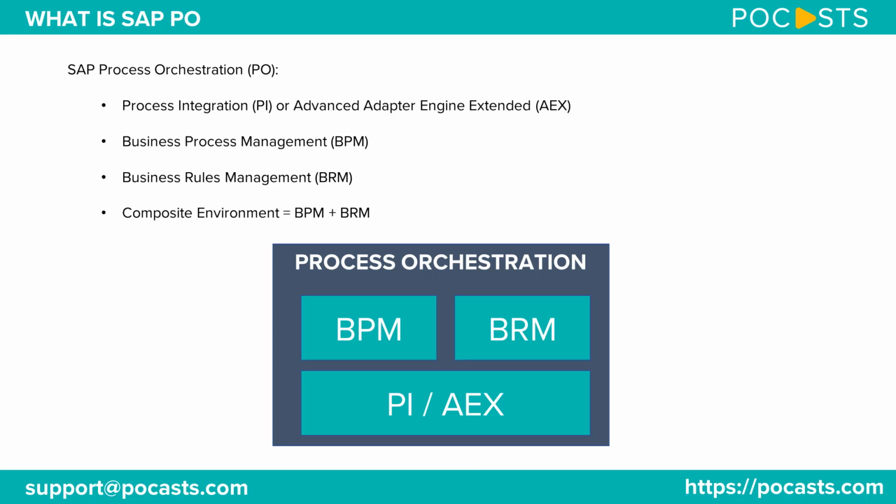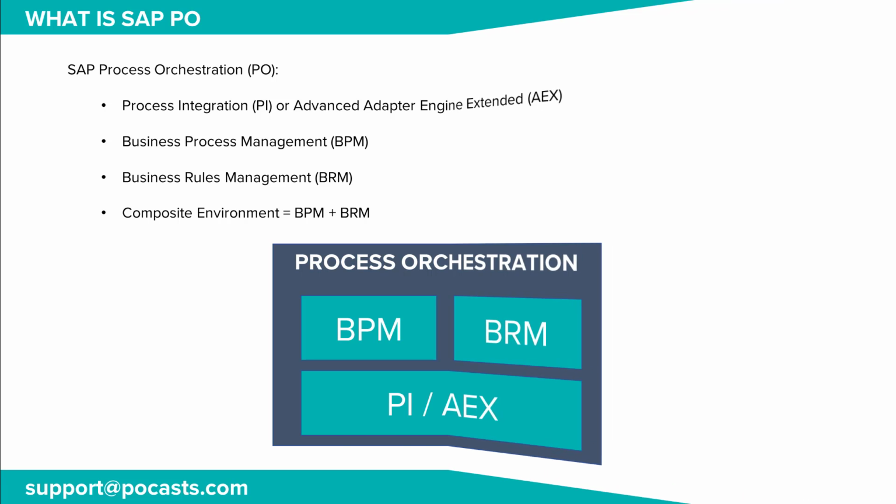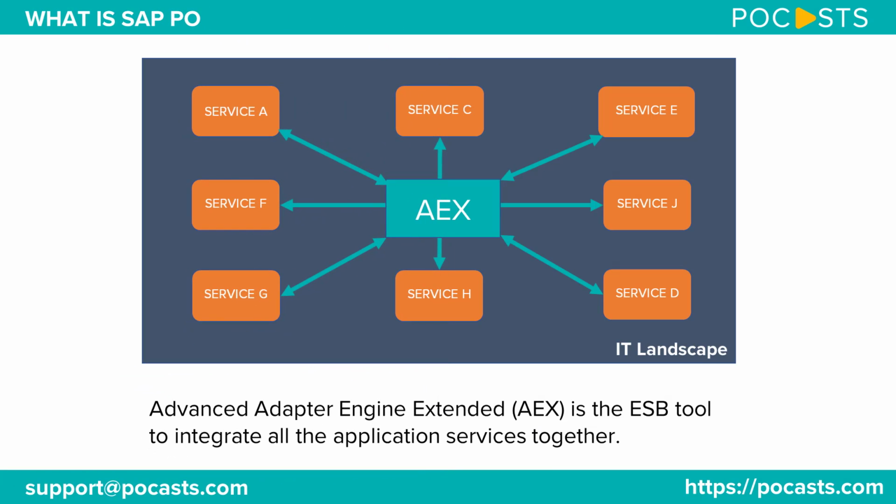Next, let's talk about each of these components and understand its benefits: what is AEX and its benefits, what is BPM and its benefits, and then what is BRM. You can now visualize the AEX as the ESB tool, which actually helps to integrate all the application services together. AEX will have some tools and components in it, and we'll go through that in a later section. But understand that AEX will help to connect systems and act as an integration tool. Also, AEX does not have the BPM capabilities. It is the BPM component that has the BPM capabilities.